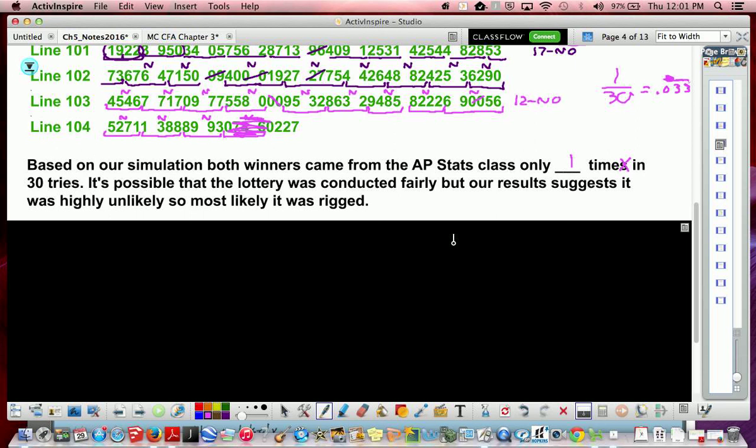Is it beyond a reasonable doubt? Is 1 out of 30 reasonable enough for you? Okay, you might want to have more. And that's where statistics can lead into our judicial system. What do we consider reasonable doubt? What do people consider? 1 in 30, 1 in 100, 1 in 1,000, 1 in a million? Okay. All right. That is it for your notes today.